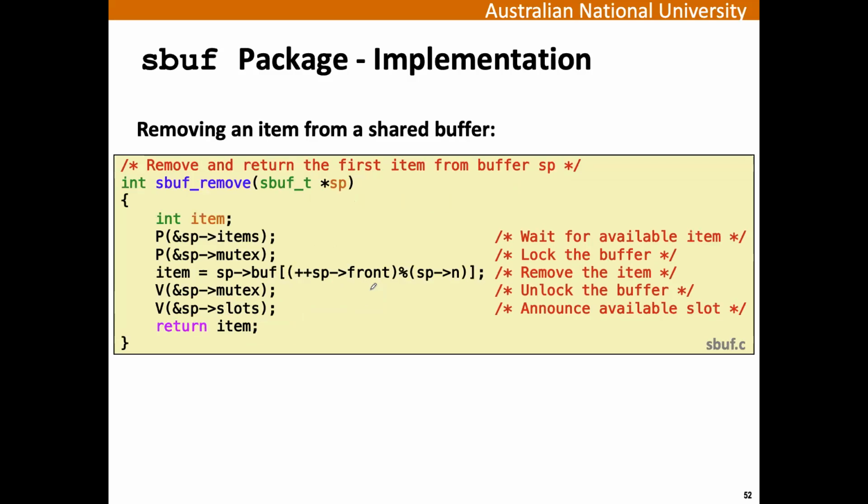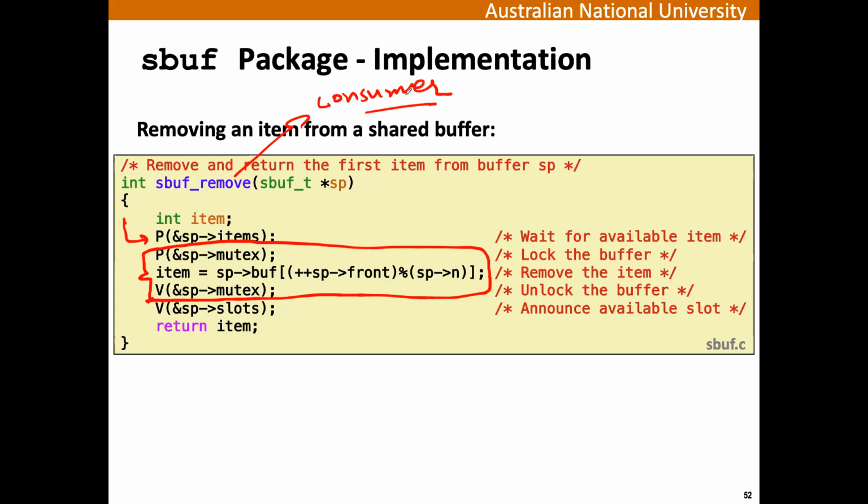So the remove operation removes an element from the buffer and returns the integer. So here's the return item. We have an item that we're going to read from the buffer. So here is the read, inside the critical section. This routine will be run by the consumer thread. That's a different thread than the producer thread.